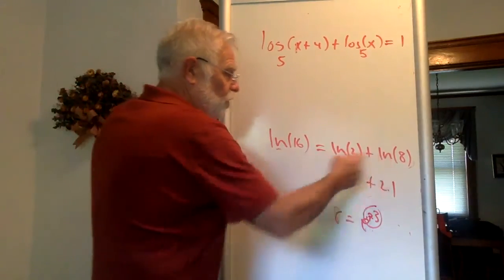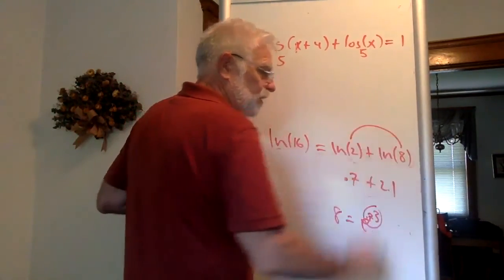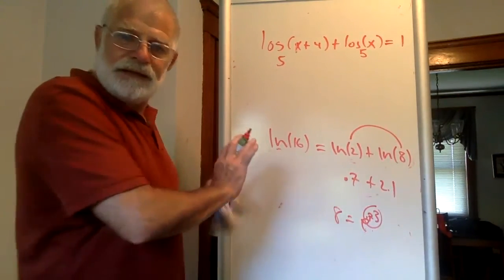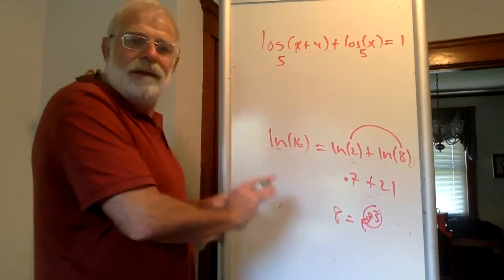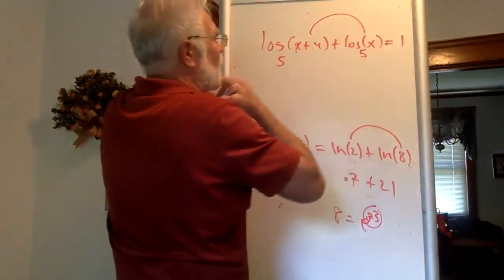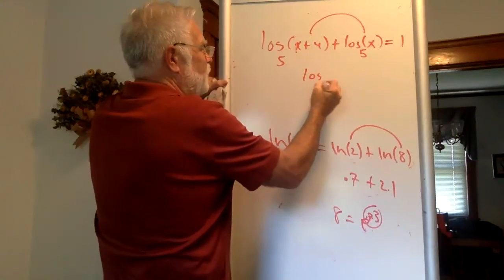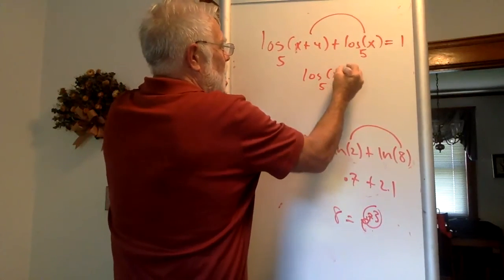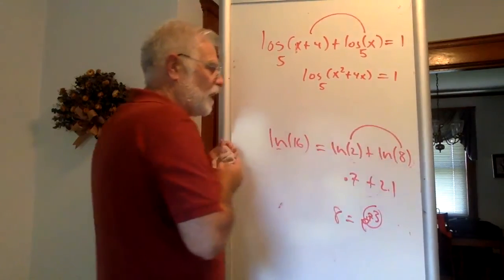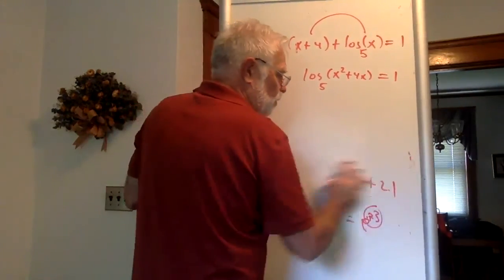So what's one of the rules? When you add exponents, you're multiplying the quantities involved. Okay, it's not a good explanation right now because I wasn't anticipating doing this soon. But if that's a rule, then that's a product. So that becomes log base 5 of x squared plus 4x equals 1. I'll try to explain this better as we go along.